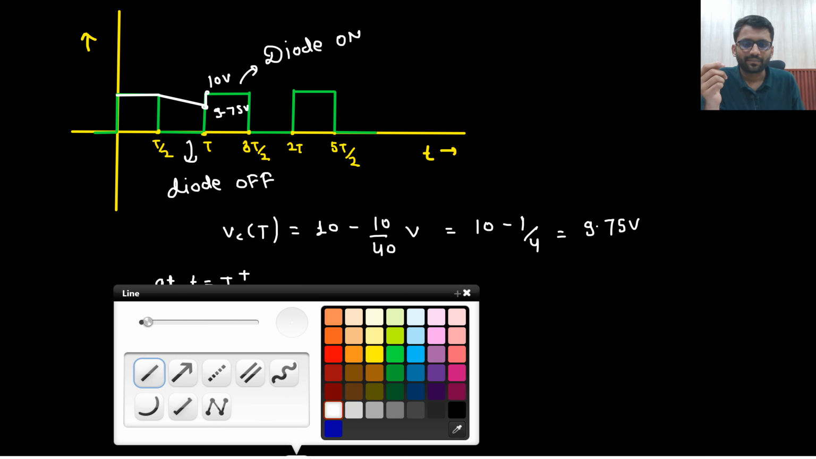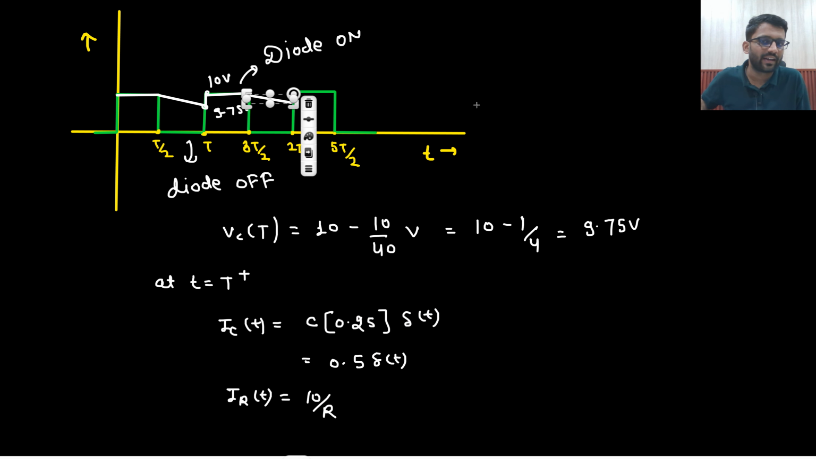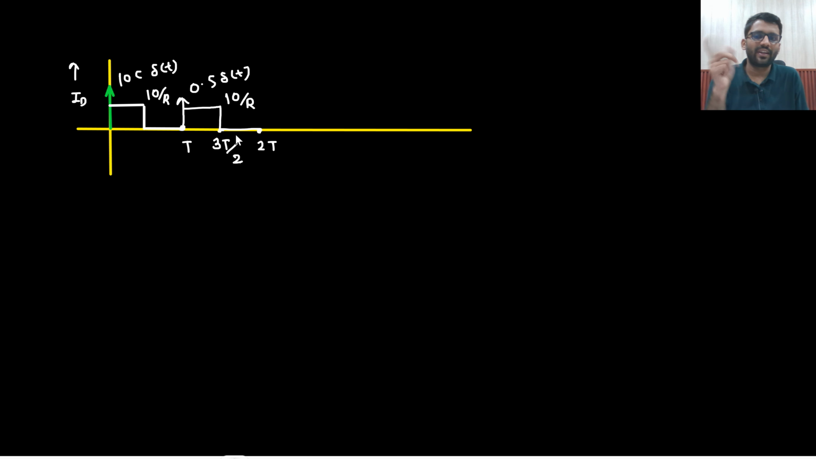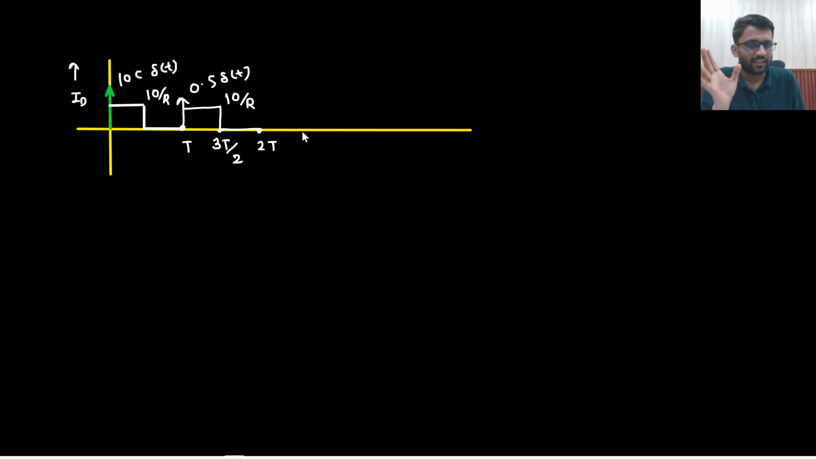Again what will happen? This capacitor is at 10 volt. Then again the input will be at 0, and the capacitor will discharge. The diode will be off. Again it will turn on and develop the same voltage. The same cycle will keep on going, so this waveform will keep on repeating. From 3T by 2 to 2T, the diode is off, and if the diode is off, it will drive 0 ampere current.